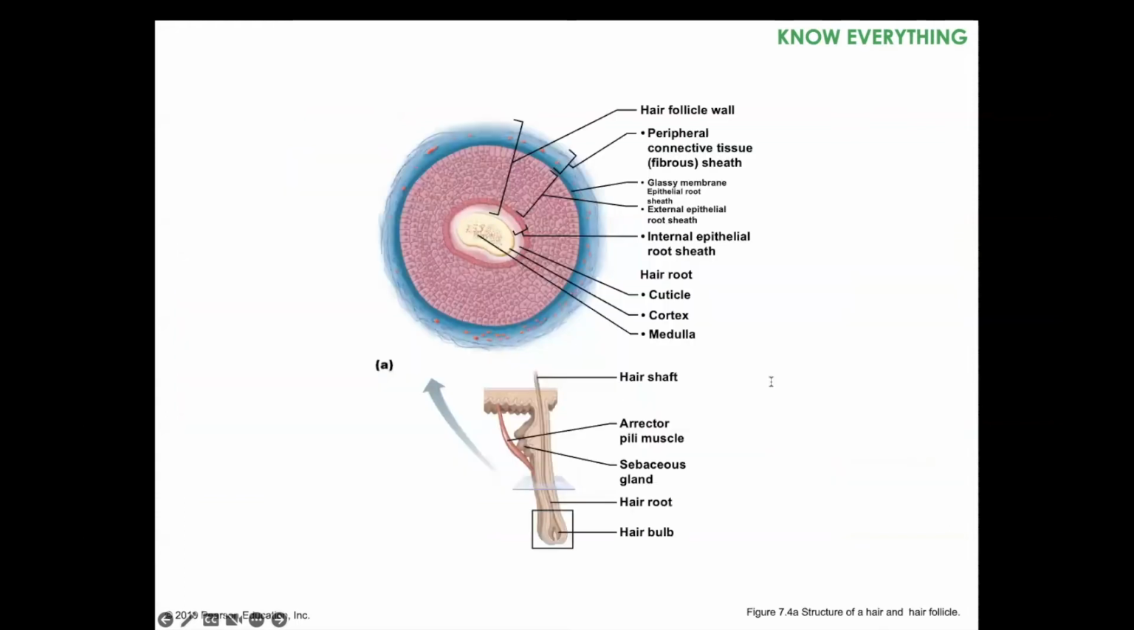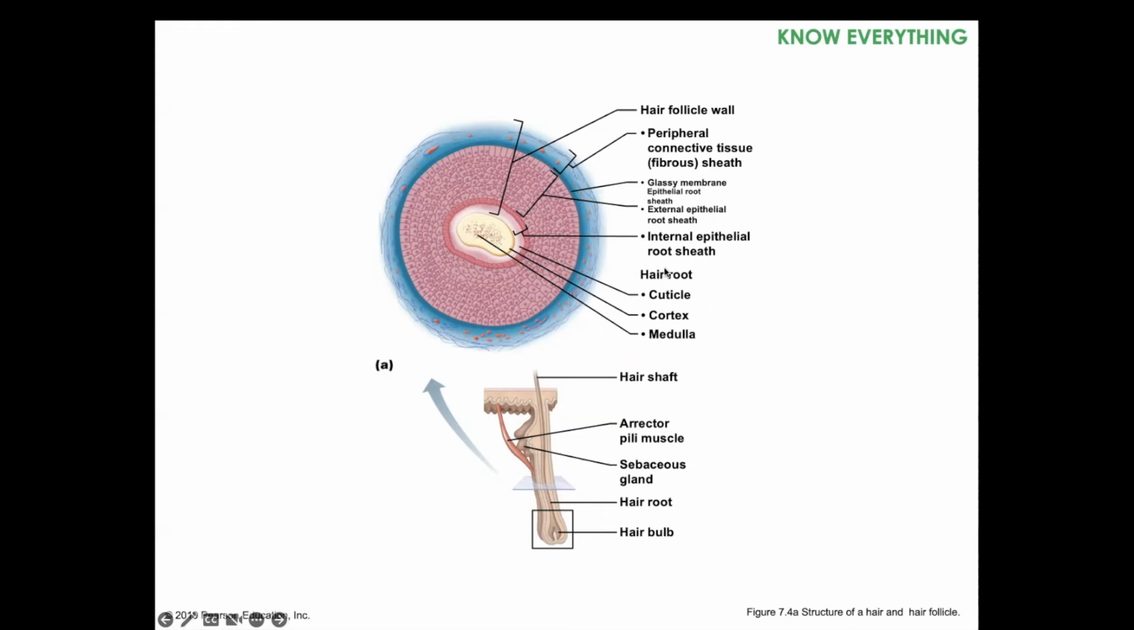So here we have a cross section of the hair follicle where you can see the different layers that make up your hair. The hair root is going to be the innermost part of the hair follicle. It contains the hair cuticle, the hair cortex, and the hair medulla. Then there is the hair follicle wall that contains the internal and external epithelial root sheaths, the glassy membrane, epithelial root sheath, and the peripheral connective tissue sheath.